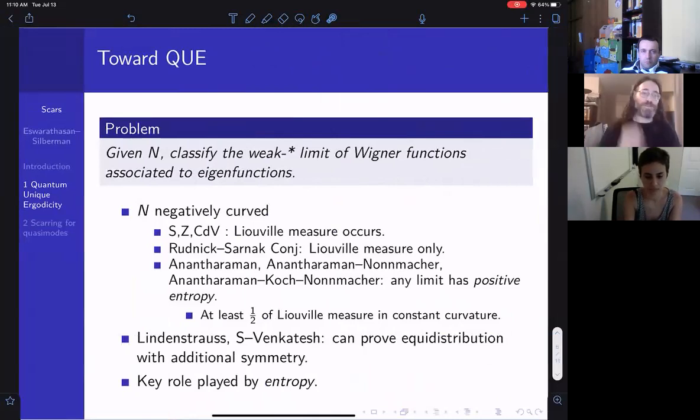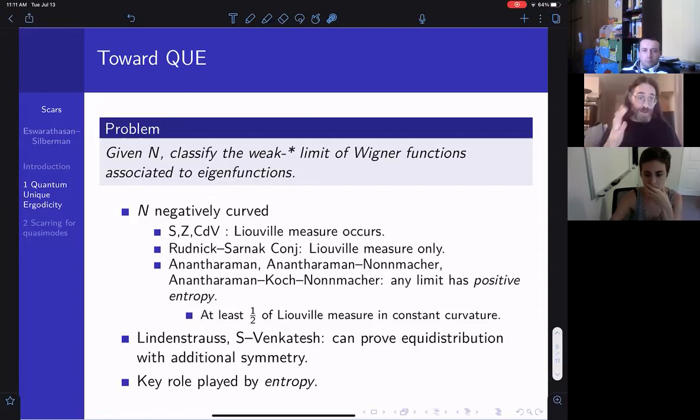Okay, so this is the problem. As we said, we want to take the weak star limit of the eigenfunctions. So let's review some historical results. As we just said, in negative curvature, where the geodesic flow is ergodic, Schnirelman's theorem says that the Liouville measure occurs. And the Rudnick-Sarnak QUE conjecture says it's the only measure.